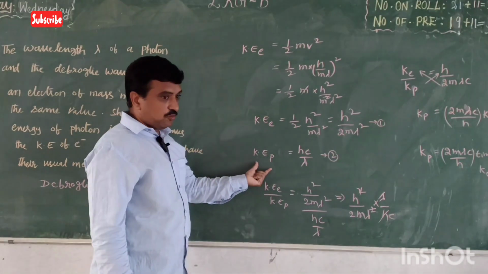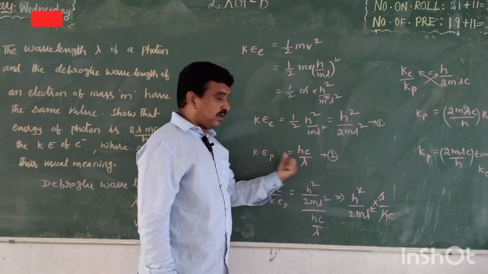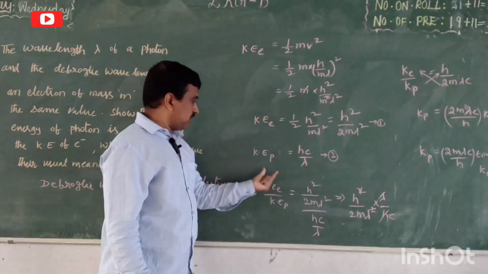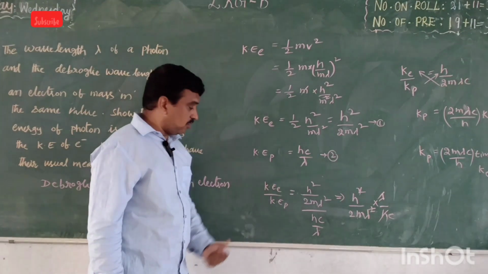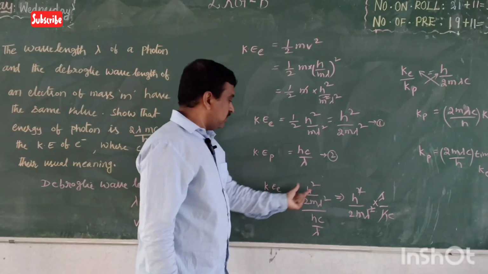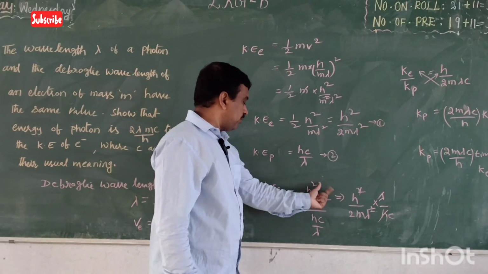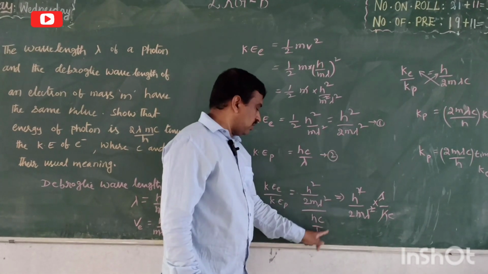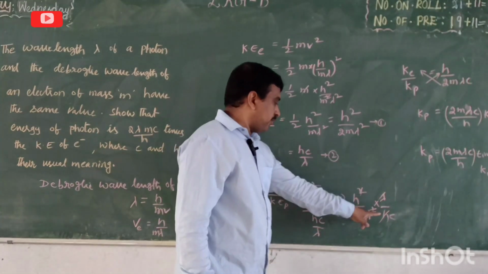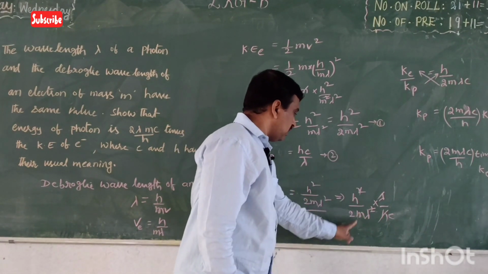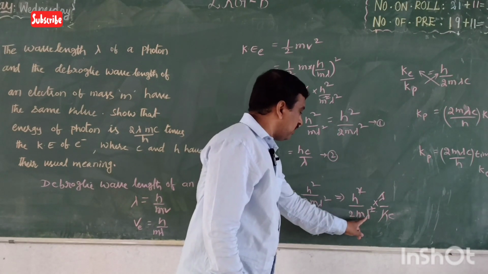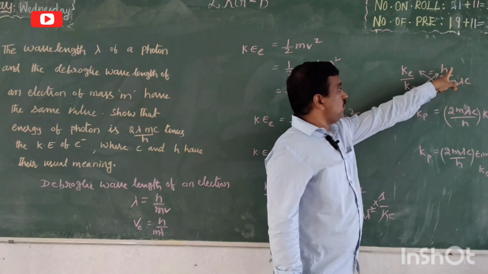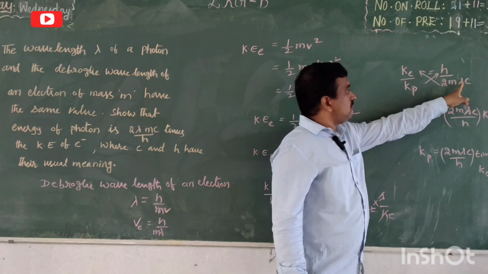The energy of the photon, what is the formula? hc by lambda. Now I take the kinetic energy of the electron by the energy of the photon: h square by 2m lambda square by hc by lambda. We write the reciprocal, lambda by hc. h cancels, so we have h by 2m lambda c. That only I write here: kinetic energy of the electron by energy of the photon equals h by 2m lambda c.